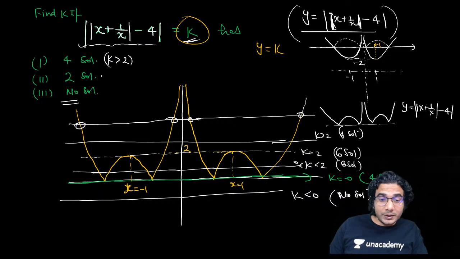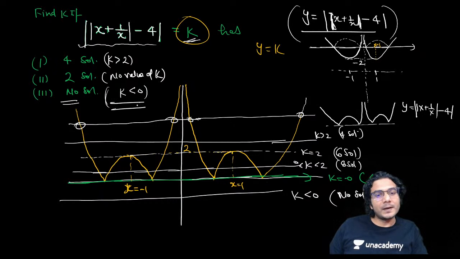For 2 solutions, are you getting 2 solutions anywhere? No. So no value of k. You're not getting 2 solutions for any value of k. You're either getting 4 or 6 or 8 or 0. That's it. So for no solution, k is less than 0. So this was the sum. I hope it is clear.